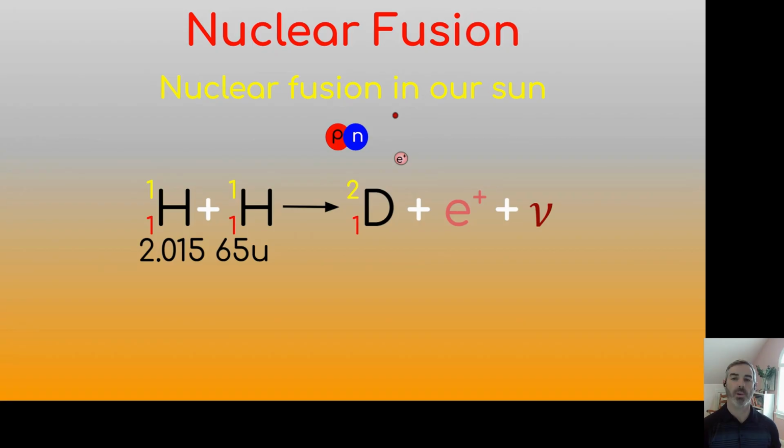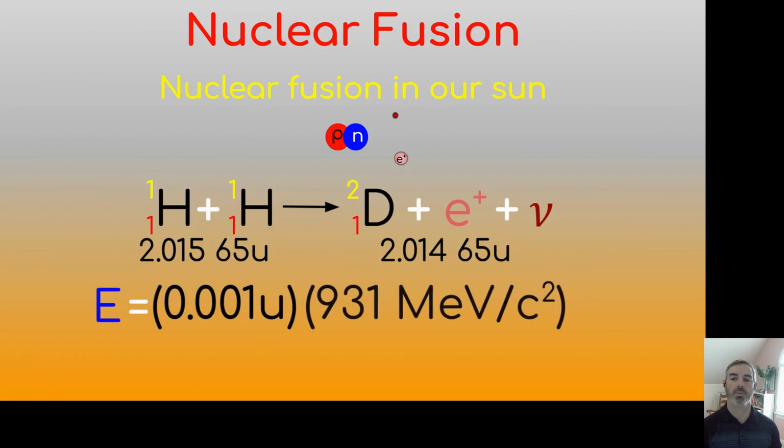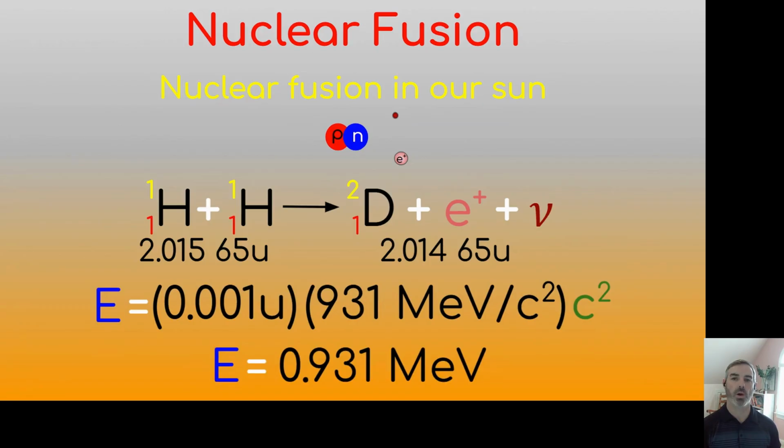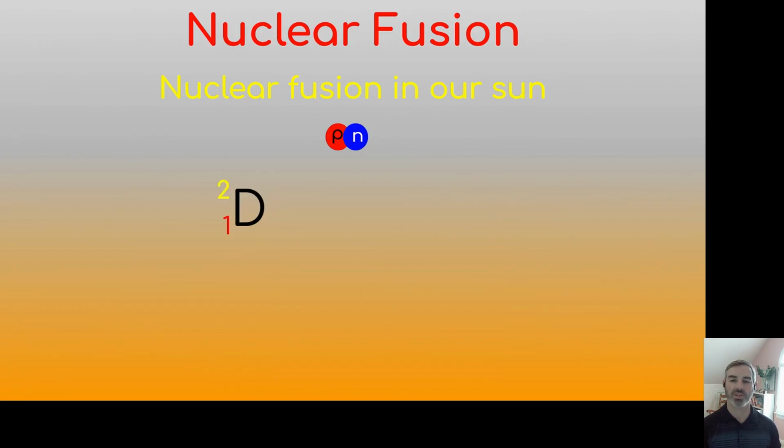Now we can find the total mass of the deuterium and the positron and add those values together. And you can see the difference is going to be 0.001. We multiply by 931, which gives approximately 0.931 mega electron volts released in that process.